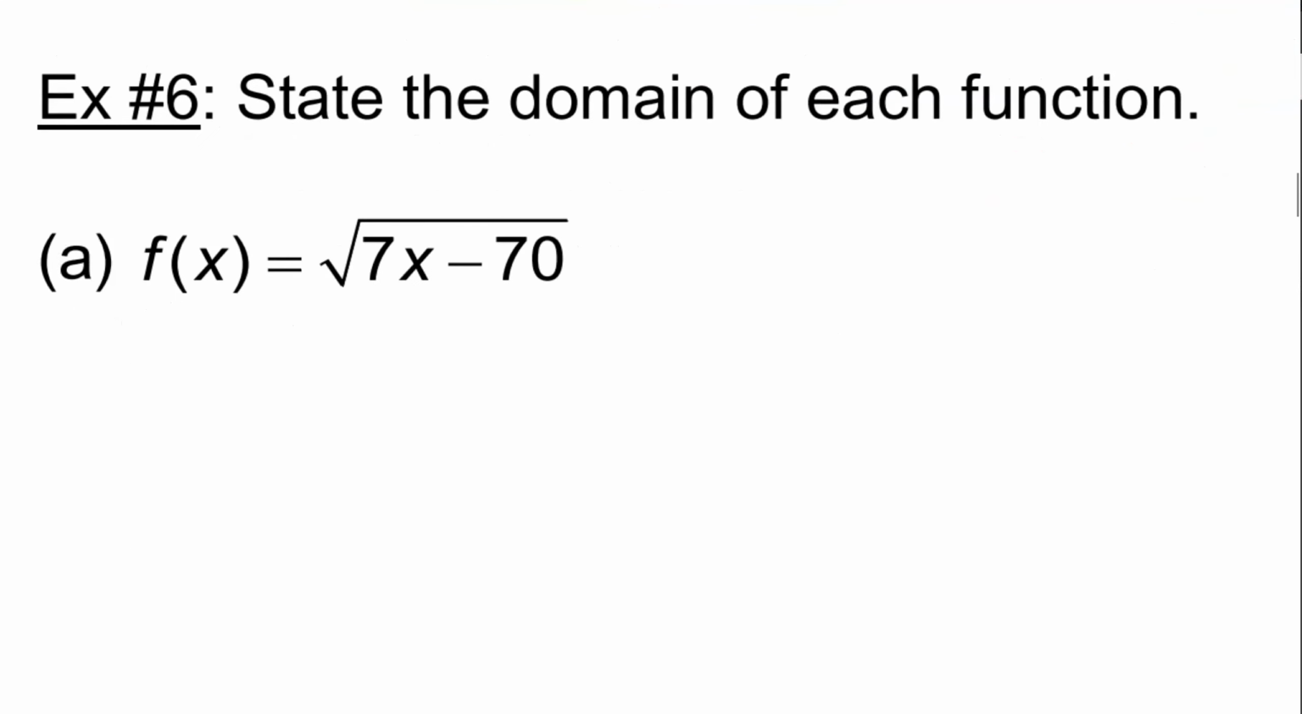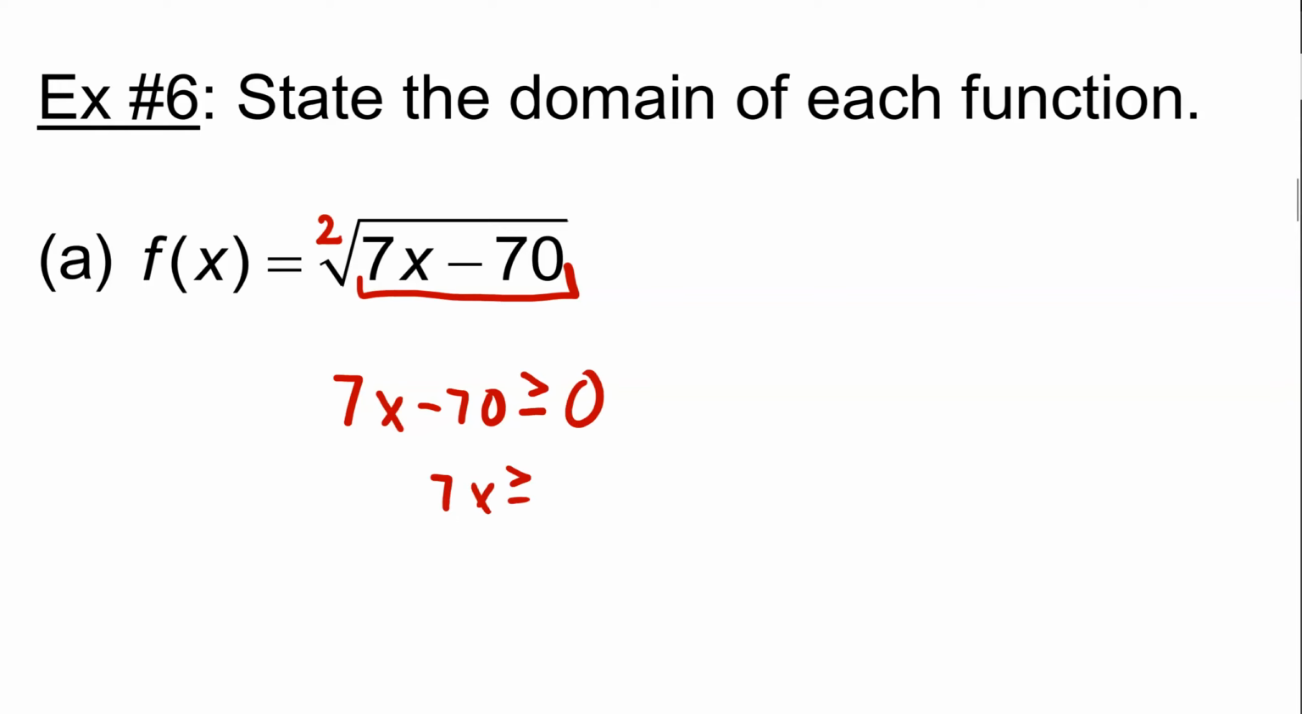All right, state the domain of each function. This is an even root because this is a second root. So I take whatever's inside my square root and I set it greater than or equal to 0, and I just solve for x. And then we practice interval notation from an inequality. If x is greater than or equal to 10, that means my domain in interval notation will be square bracket 10, comma, infinity.